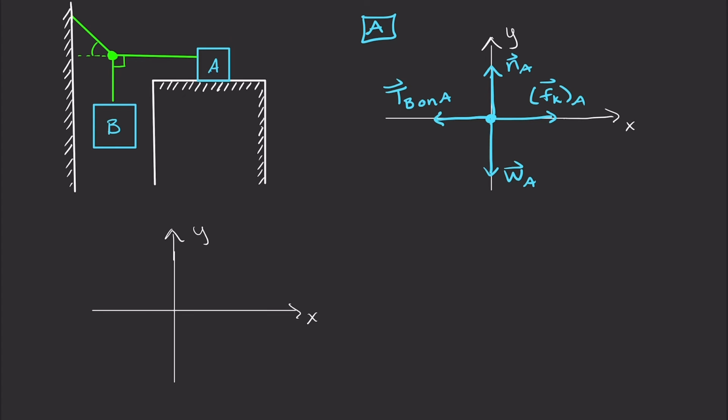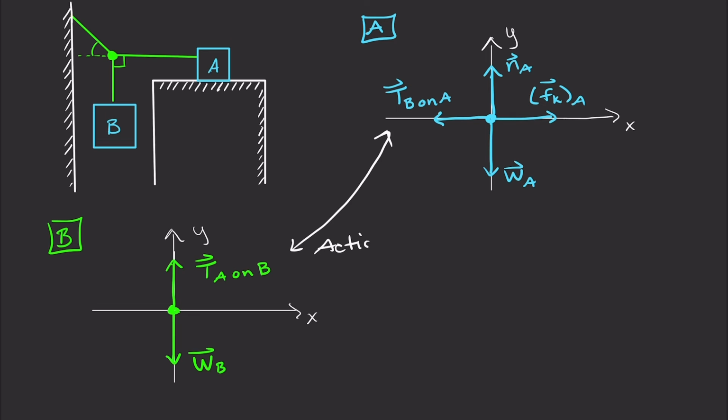Okay, so now we can go to object B. Object B also has weight, so W sub B. And then the only other force on B is the tension up. And again, if you pulled on A, that would pull on B. It would exert some force through this tension, so this is T of A on B. Okay? And again, these are our action-reaction pairs.